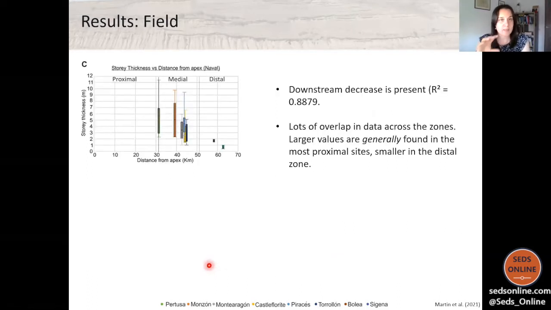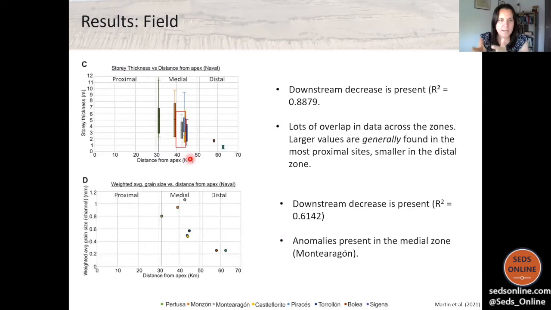Then we looked at the storey thicknesses. So that's kind of the incisional surfaces, and downstream trends, again, are present. The R squared is 0.88. That's a fairly good one. However, the overlap really starts to increase, and we're even starting to see our lower values overlap with our distal data sets. Generally speaking, our larger values are found in the more proximal to the most proximal sites, and generally the smaller values are found in the distal, but that's not a golden rule. As we can see, we can start to overlap. Again, just going to highlight Monte Aragon in there. Not so much of an issue in this data set. It seems to be sitting within the norm.